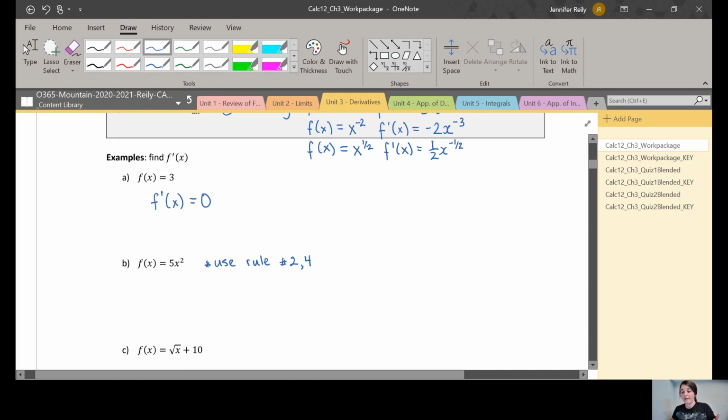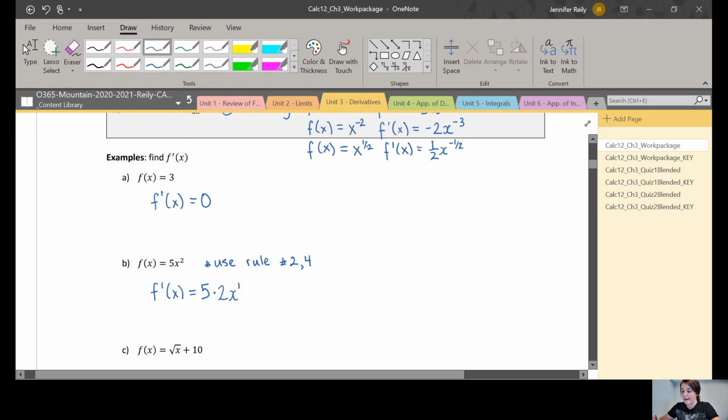So we know how to take the derivative of x squared, and we just have a 5 in front. So what rule number 2 says is just ignore that constant and multiply it in with the answer that you get. So I'll show you what I mean. I'm just going to leave the 5 where it is and focus on doing the derivative of x squared. So the derivative of x squared, we use the power rule, rule number 4 above. So bring the 2 down and reduce the power by 1.